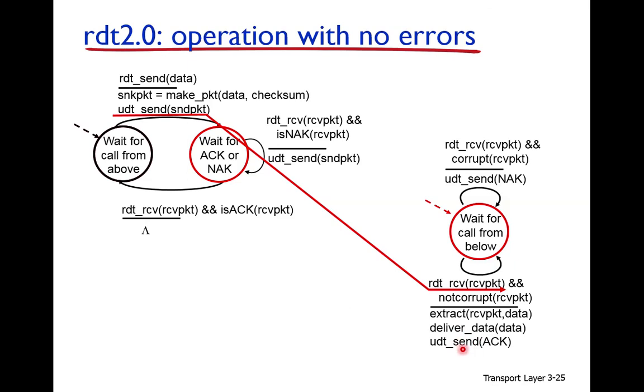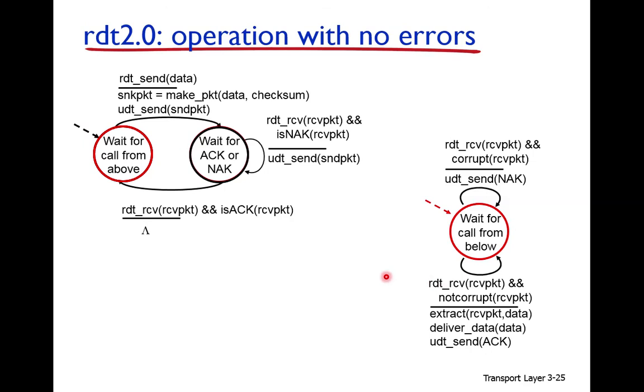This is the extra thing: it sends an acknowledgement. To whom? To the sender, because the sender is waiting for acknowledgement or negative acknowledgement. Why acknowledgement? Because the data is received without error. And how does the receiver come to know that the data is error free? By using the checksum. So the receiver will send the acknowledgement.